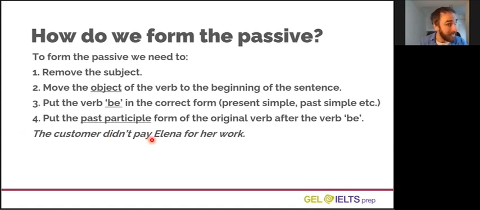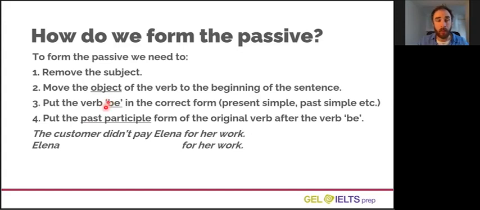The customer didn't pay Elena for her work. Well, even if it's negative, we still follow the same process. We remove the subject and we move the object to the beginning of the sentence. The object here is Elena. Now, we take the verb be and put it into the correct form.